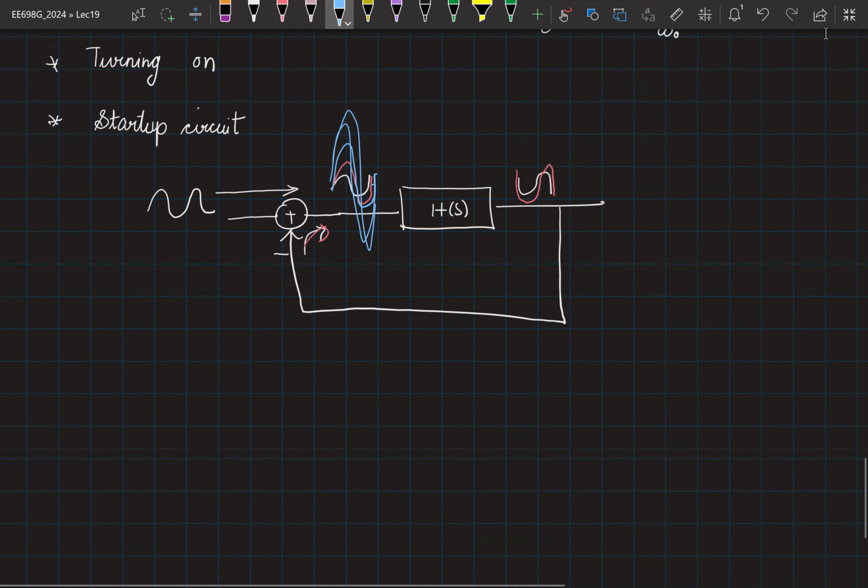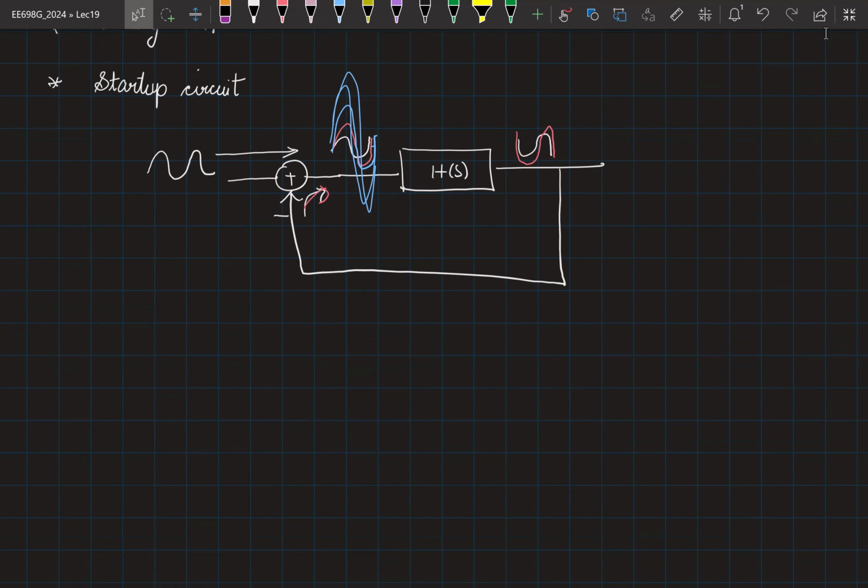We can also start by just giving a short duration of this sinusoid. If you had the ability to generate a sinusoid for a short duration, why not use that source as your main source? All of this is because we don't have a source at omega naught, right?